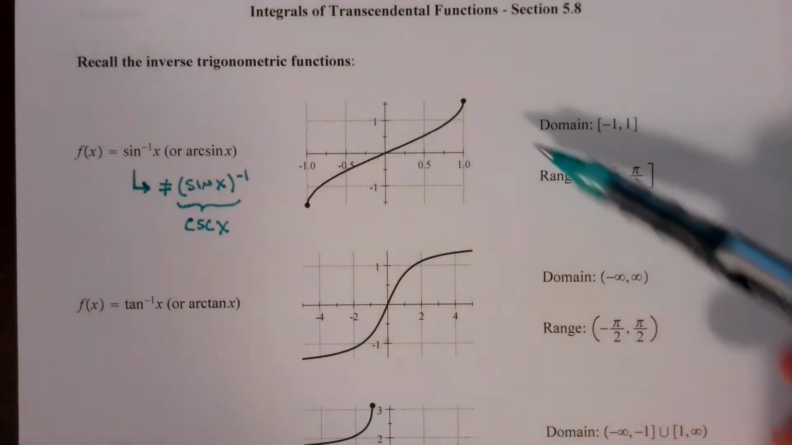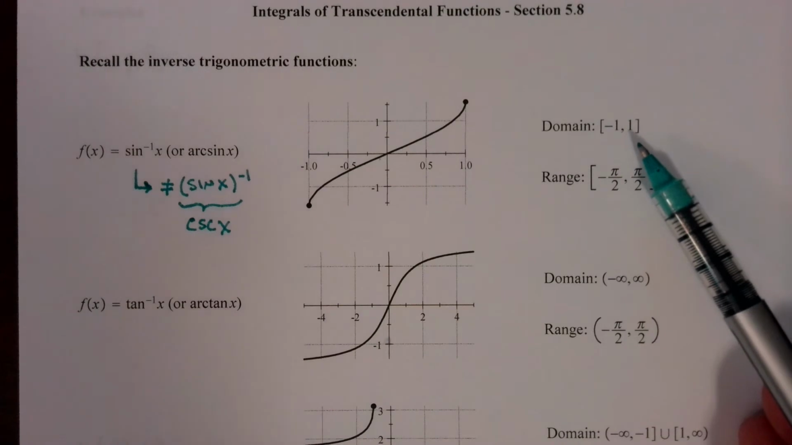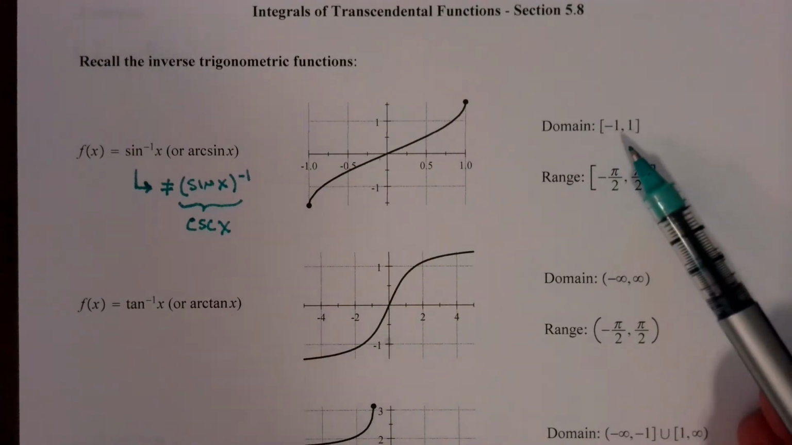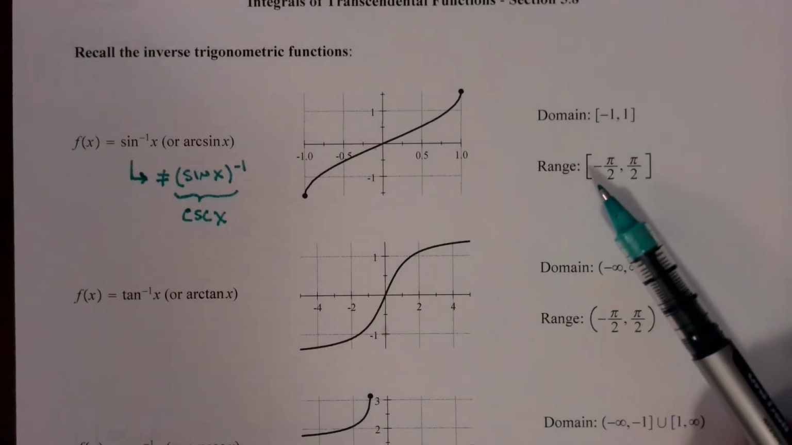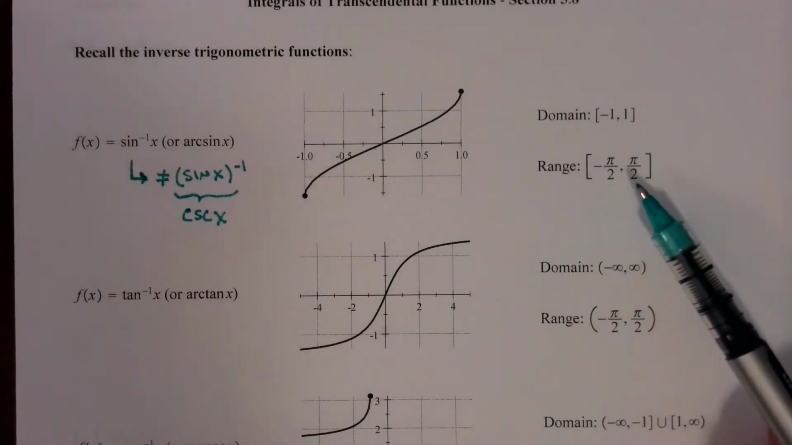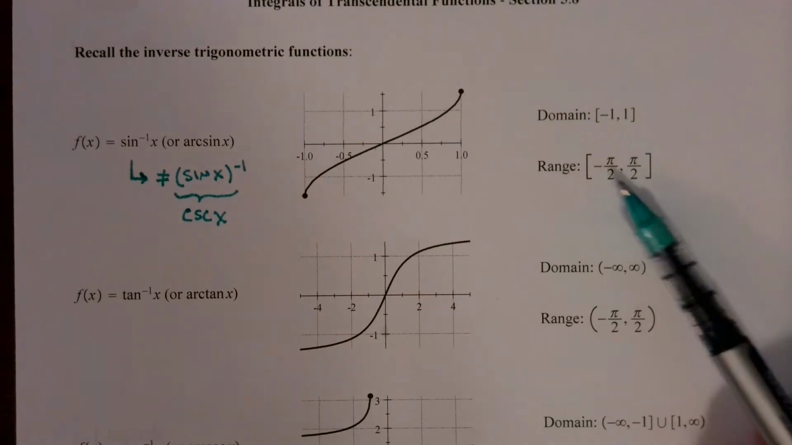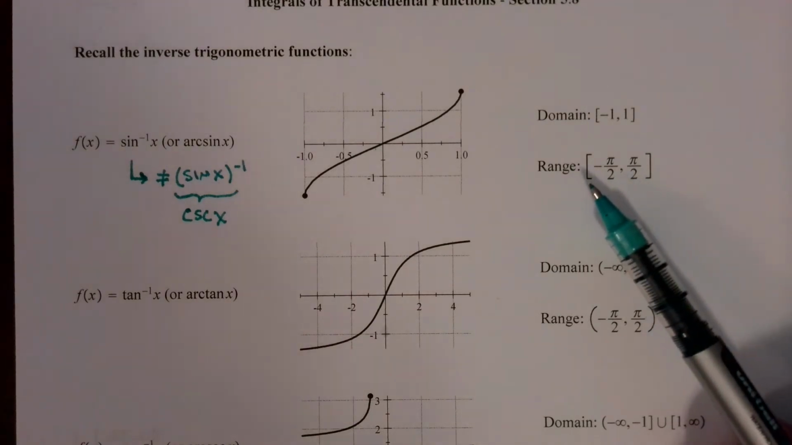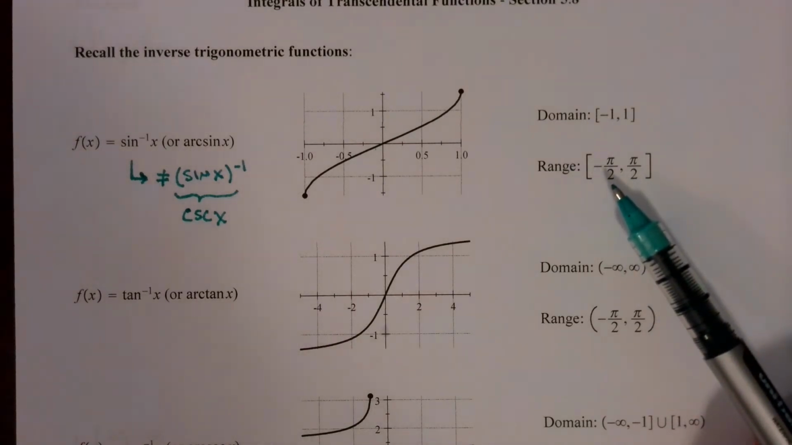Here's the graph of it. Notice the domain is -1 to 1, which matches the range of the sine function, if you remember the relationship between inverse functions. And the range is -pi/2 to pi/2. And of course, that doesn't quite match the domain of sine. If you remember, the domain of sine is all real numbers.